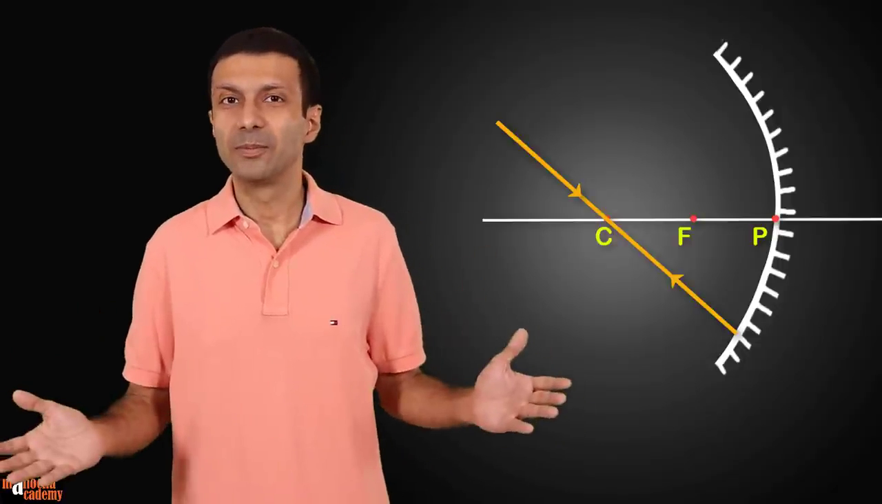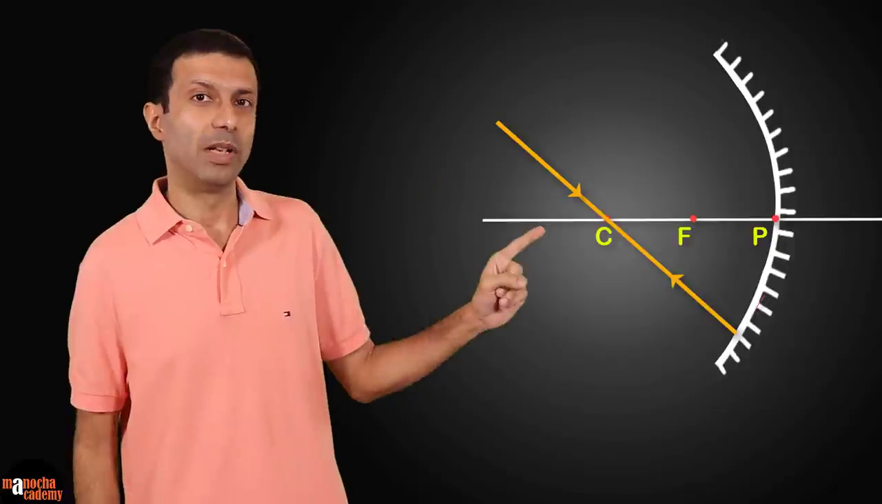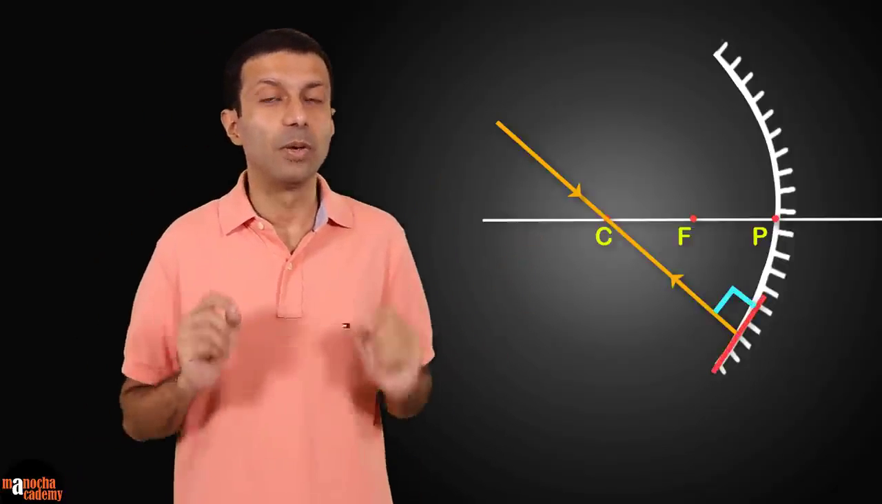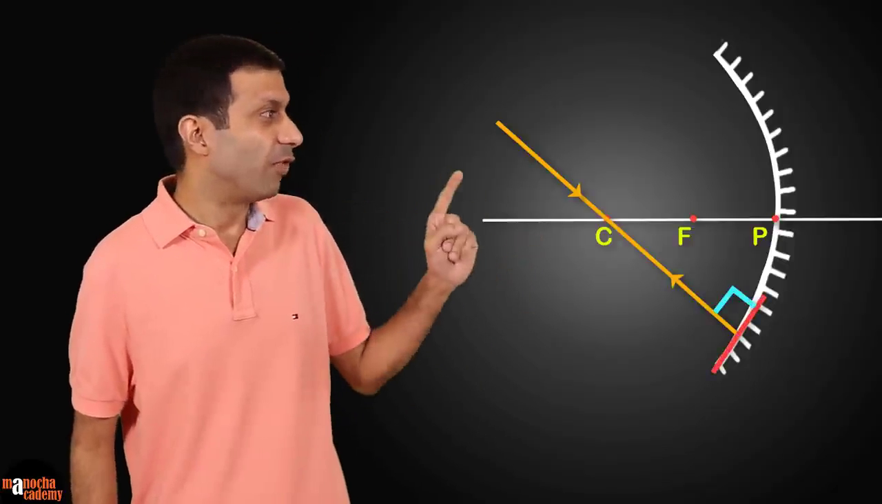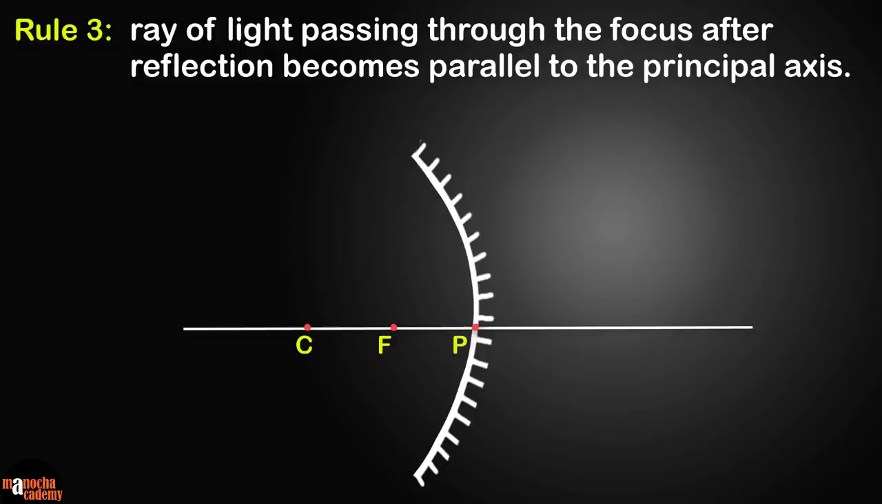Do you know why? That's right. The ray of light falls normally, perpendicular to the mirror. That's why it's reflected back along the same path. Rule 3. A ray of light passing through the focus after reflection becomes parallel to the principal axis. Can you see that rule 3 is exactly opposite of rule 1? It's due to reversibility of light.